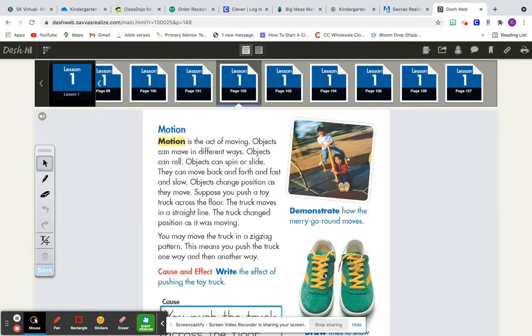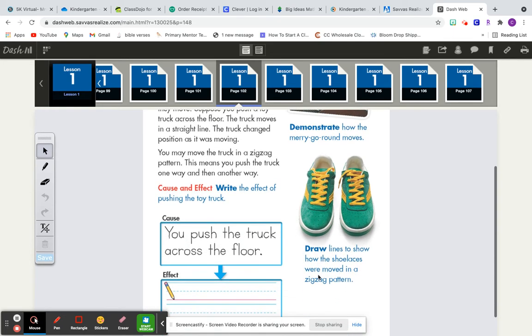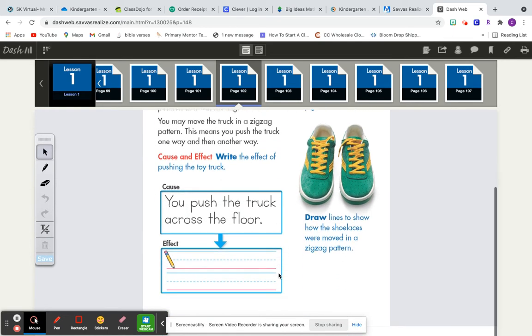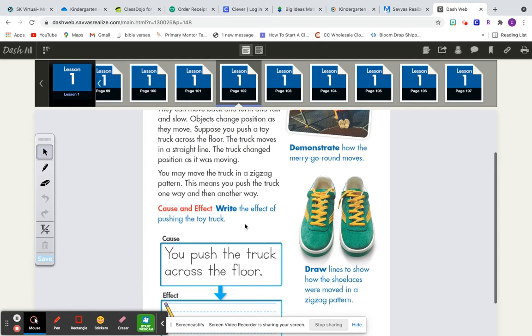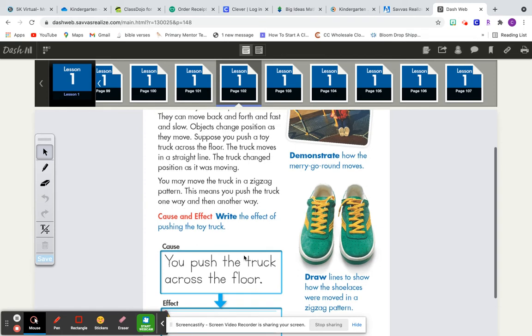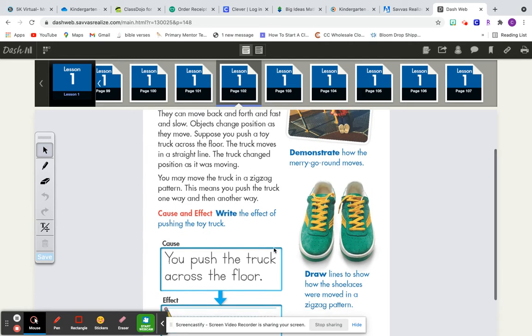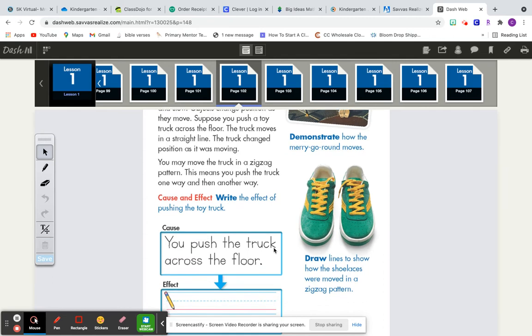So like that. All right, so we are going to look at a cause and effect situation here. If you push the truck across the floor, that is your cause. What would the effect be? So your effect would be that the truck changes its position. So it's going to be in a different position.